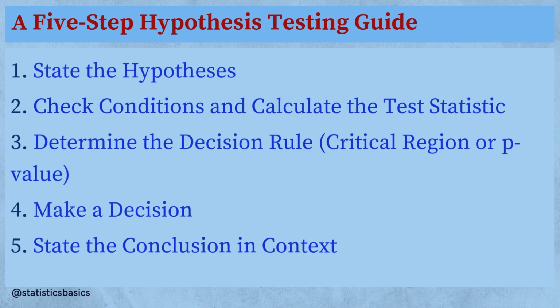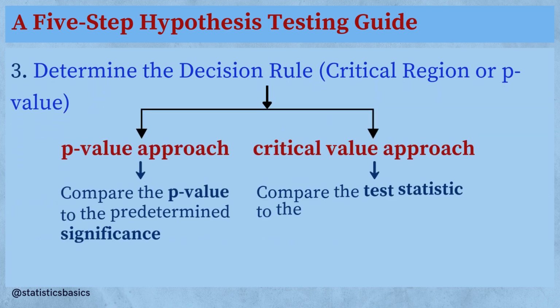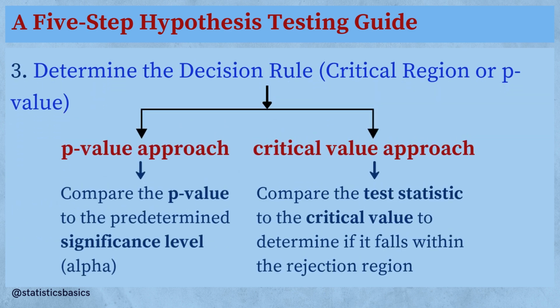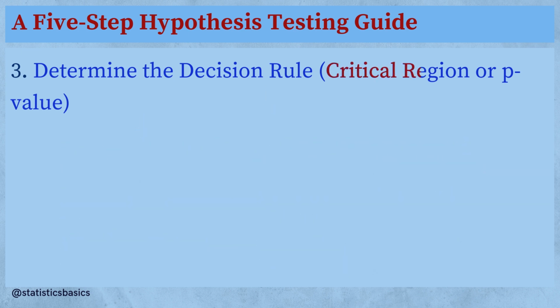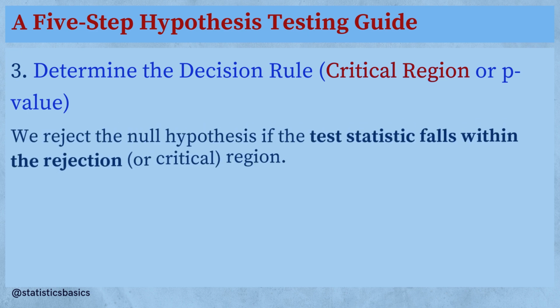We will now use both the critical value and p-value approaches to decide whether to reject the null hypothesis. While both methods lead to the same conclusion, they frame the decision differently. The critical value approach defines a rejection region based on the significance level, the type of test, that is one-tailed or two-tailed, and the test statistic. We reject the null hypothesis if the test statistic falls within this region. Our test is left-tailed because the alternative hypothesis uses a less than sign.